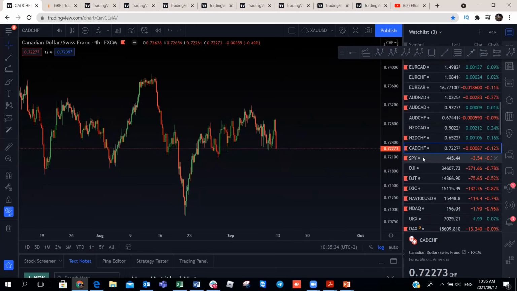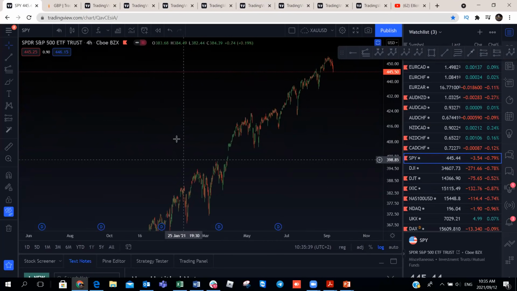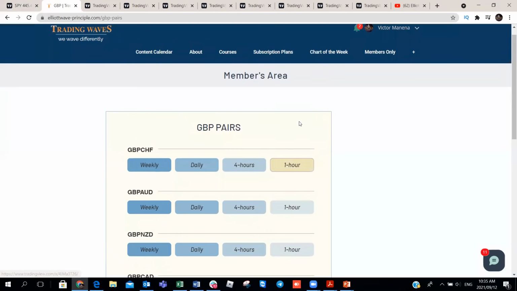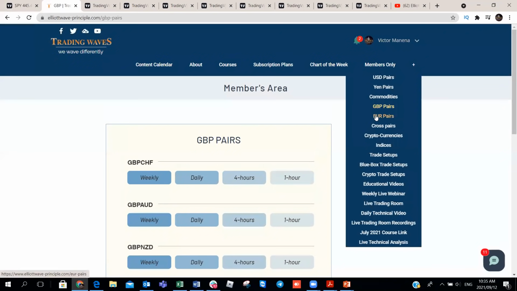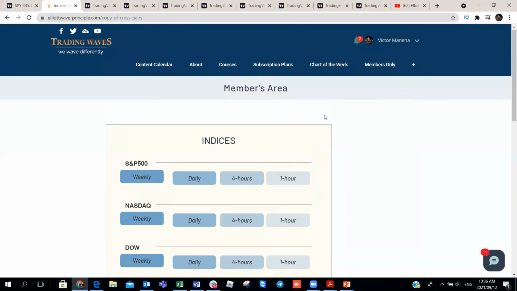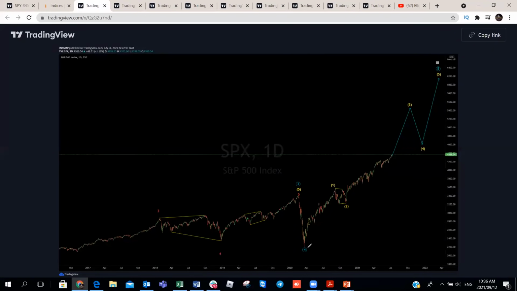Now, looking at the S&P 500, looks like we're going to start having a deeper correction on the S&P 500 here. Let's go to the indices so I can show you the bigger corrective structure. Let's have a look at the daily. Now, if you look at the forecast here, we've got 1, we've got 2, we've got 3 here, forecasting the 3 waves here and the upside here for this last wave 5.